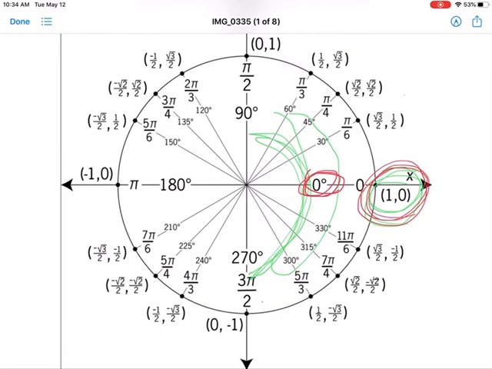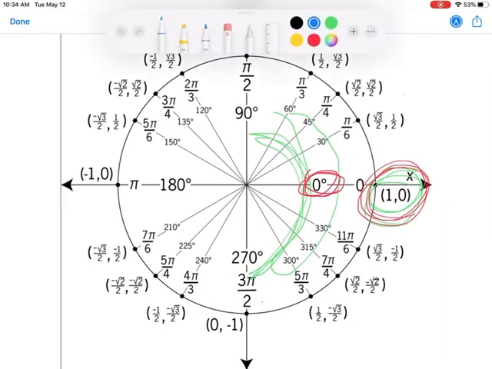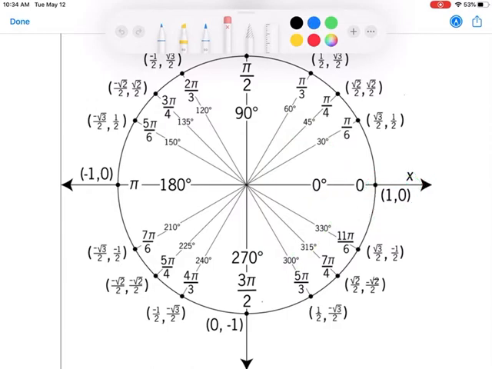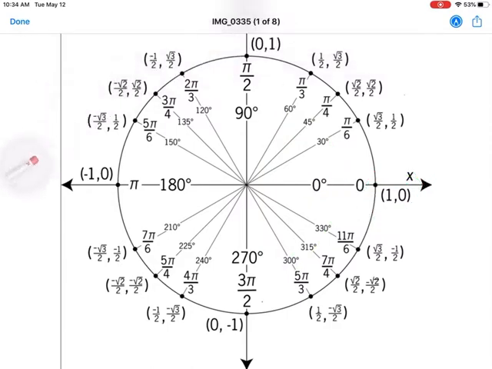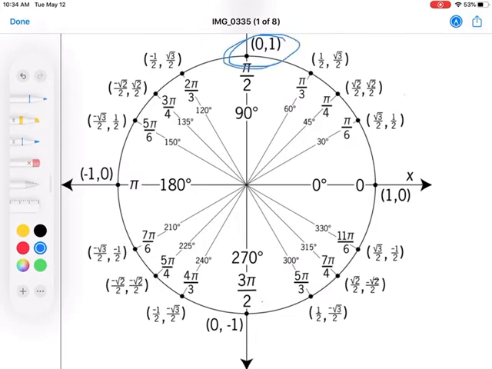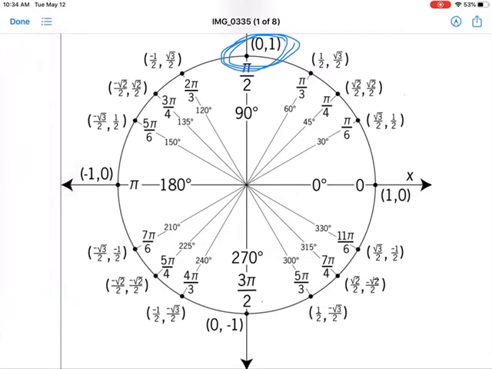So you go to your unit circle there, and you say, okay, where is sine 1 and where is cosine 0? And there it is right here. There is where sine is 1 and cosine is 0. So it's at 90 degrees or pi over 2.